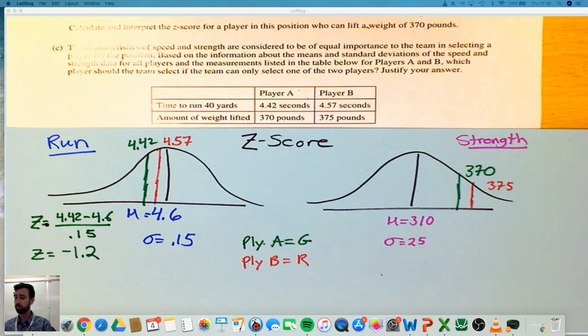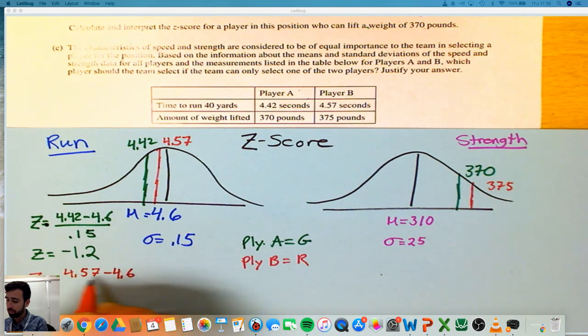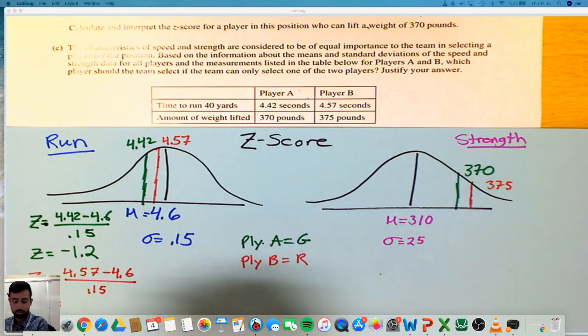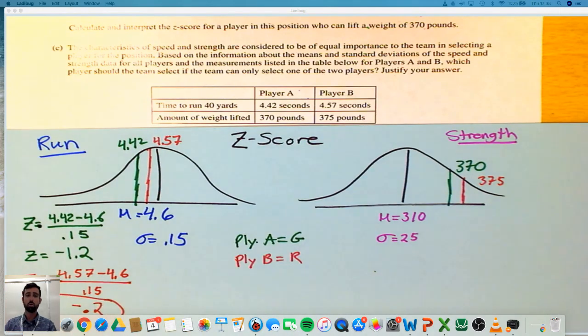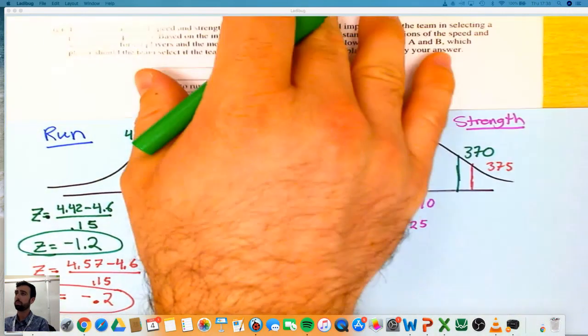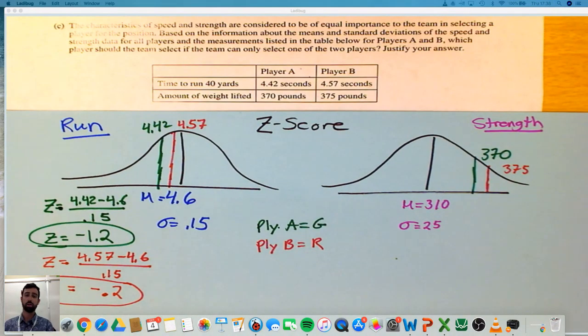And if we do it for player B, we get Z equals 4.57 minus 4.6 divided by 0.15. So we get a z-score of negative 0.2. So right away, we can tell player A is a little bit better, is one standard deviation better than player B.